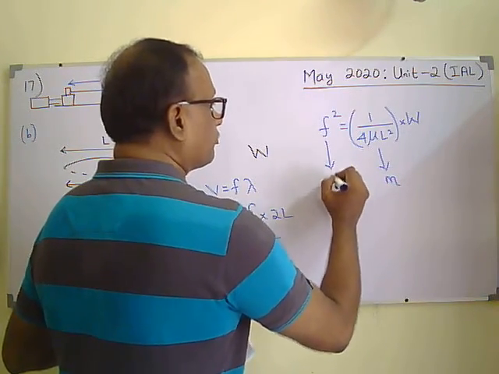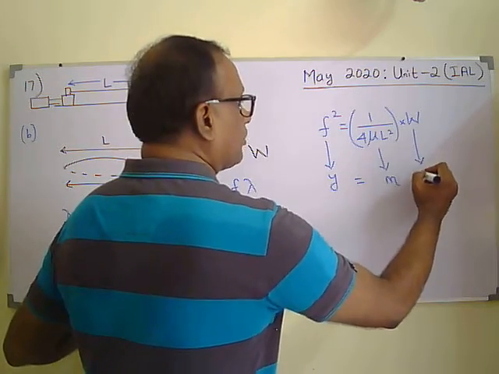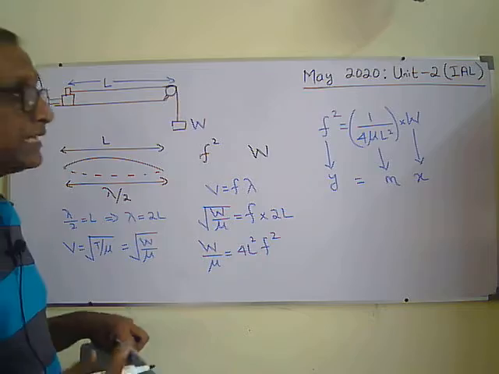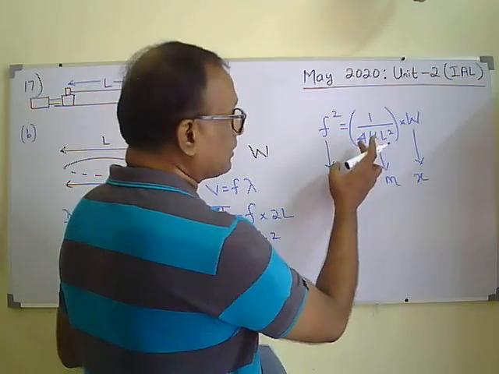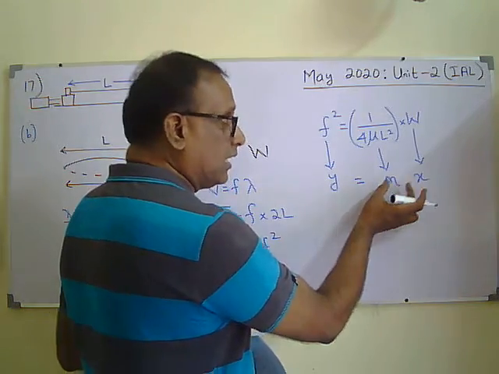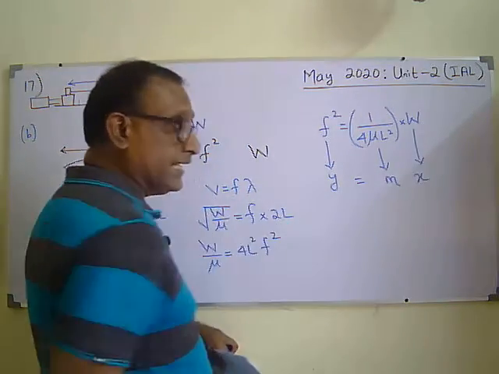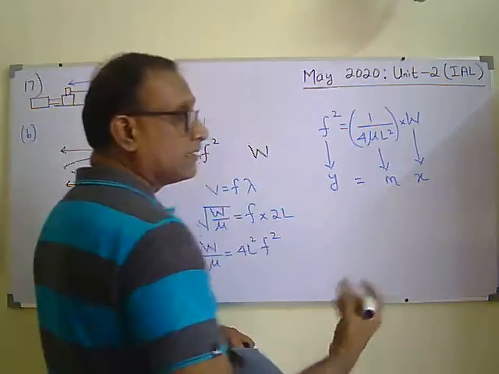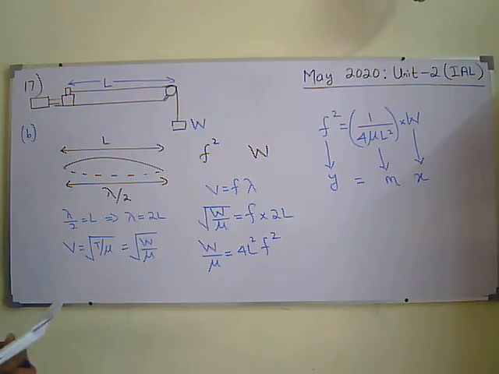This is in the form of y. This is in the form of x. So you can say f squared against W will be a straight line through the origin, because mu is constant, L is constant, so the gradient is a constant, and no y-intercept. So it will be a y equals mx graph, a straight line through the origin.